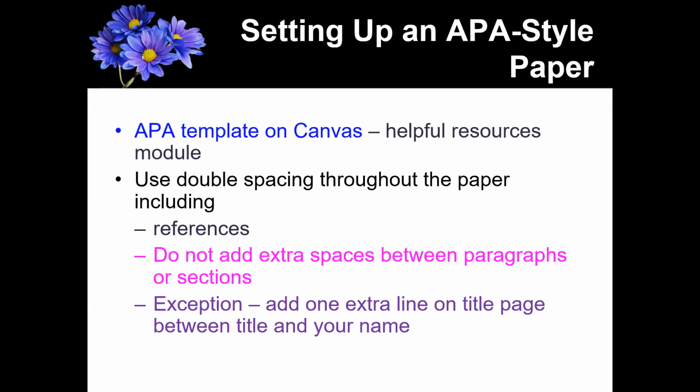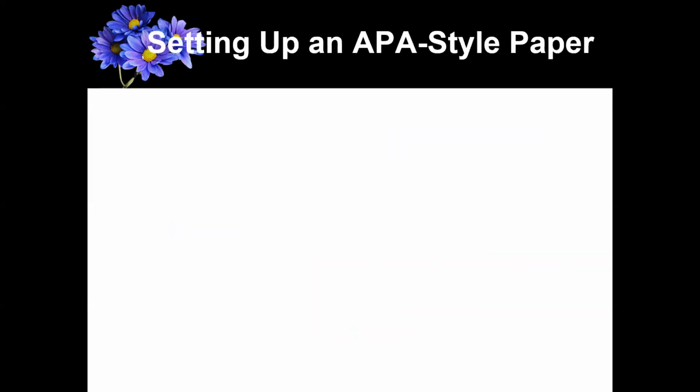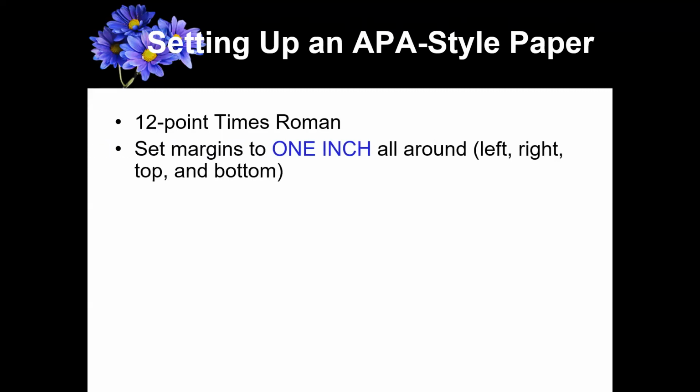You're not going to add any extra spaces between paragraphs or sections. The only exception is that you add one extra line on the title page between the title and name, which I'll show you an example of. You're going to use 12 point Times New Roman and set the margins to 1 inch all around. So that's going to be left, right, top, and bottom. Should be 1 inch.